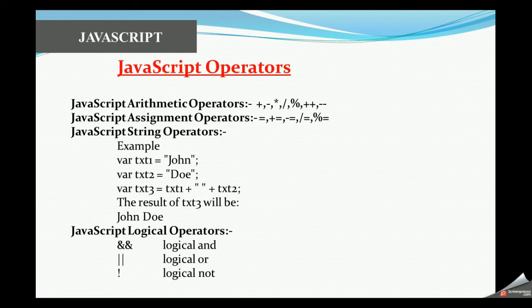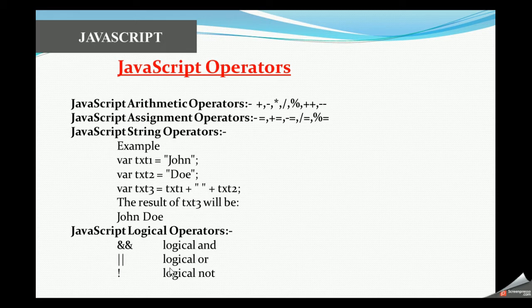Now coming to string operators. As I have mentioned, to declare a variable we use the keyword var, and then I write txt is equal to John. String operators will add these strings and show the output. For example, var txt1 is equal to John, then var txt2 is equal to Doe. If I write var txt3 is equal to txt1 plus double quotes plus txt2, the result will be John Doe. These are the string operators, which concatenate our strings.